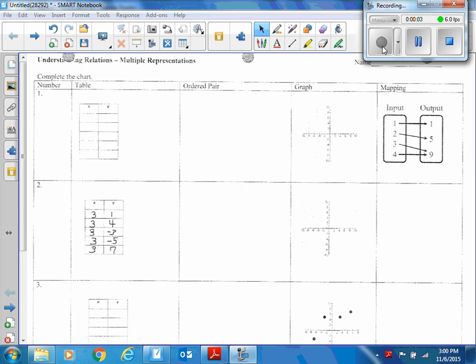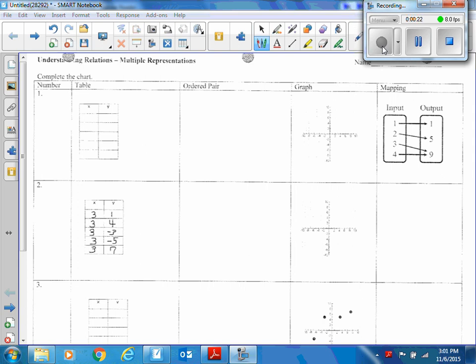Today's lesson is going to be on multiple representations. And what I mean is we are going to look at 4 different ways to represent the same information. Those 4 ways are going to be with a table, ordered pairs, a graph, and by mapping.